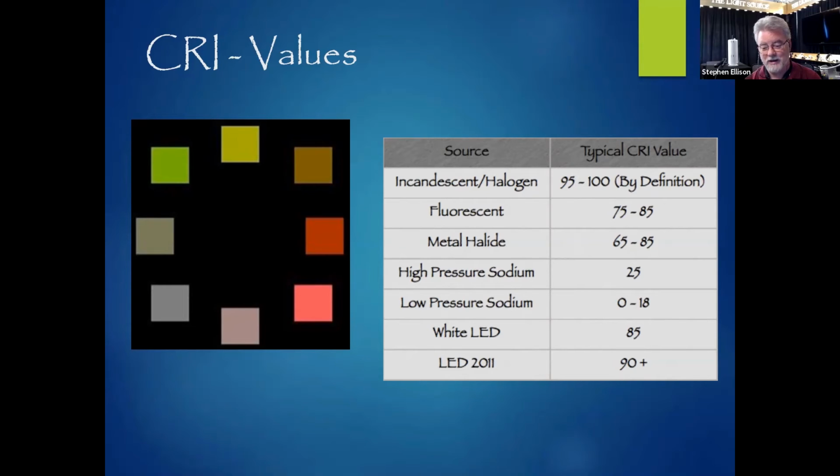A white LED 85 is pretty good. This goes back to 2011 where they were getting 90 plus. You can always request the higher CRI value for an LED. You just pay more for it because they've got to get you into that. And then again, you're talking CRI. Do you really care about the CRI?